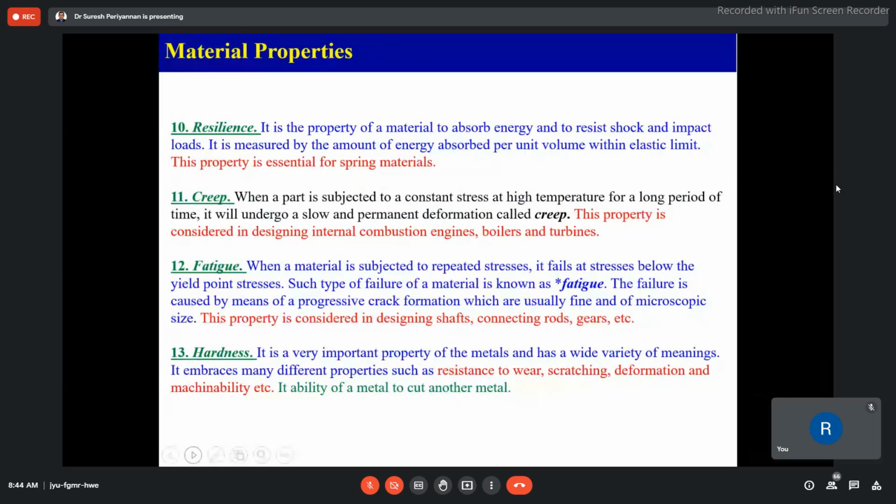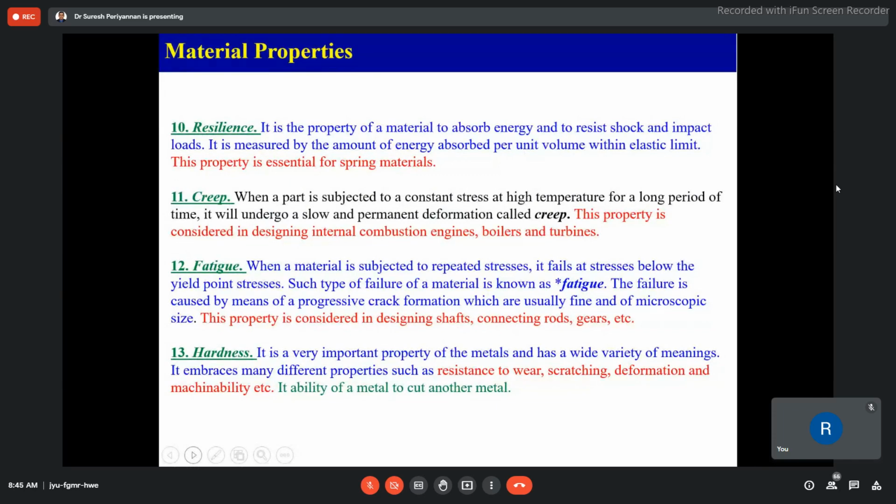And resilience. As I told you, resilience is nothing but the area under the stress strain curve up to the elastic limit. That is resilience, the modulus of resilience. This is a very important property especially for springs. When you are using springs, under shock or vibration, the spring absorbs the energy.